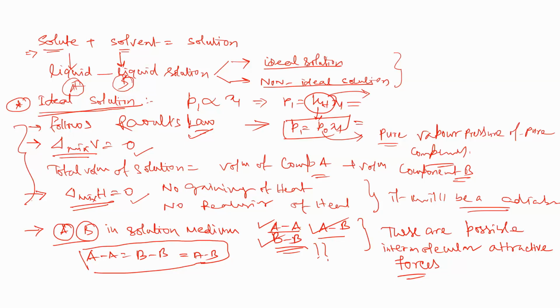So this is the classification of liquid solutions. Just remember that if it is a liquid solution, then it could be an ideal solution or it could be a non-ideal solution. But the ideal solution always follows Raoult's law, delta mixing volume equals 0, delta mixing enthalpy equals 0, and there are three possibilities of intermolecular attractive force, AA, BB, and AB, and these attractive forces will be equal. So these are the criteria for the ideal solution.